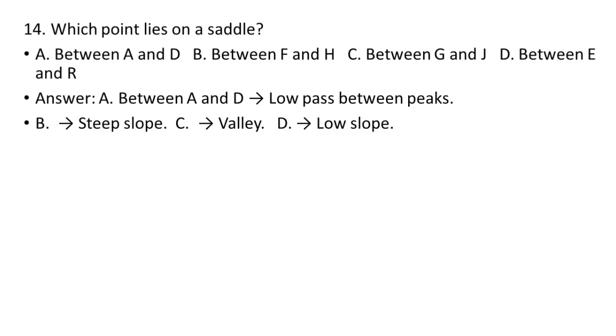Okay. A between A and D. B between F and H. C between G and J. D between E and R. The answer between A and D is said to be saddle because it is a low pass between peaks, while B between F and H is a steep slope. Between G and J is valley, and also between E and R is low slope. Question number 15. Which area is most prone to erosion?